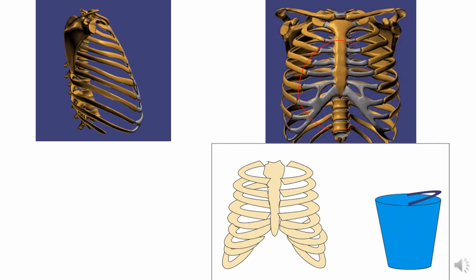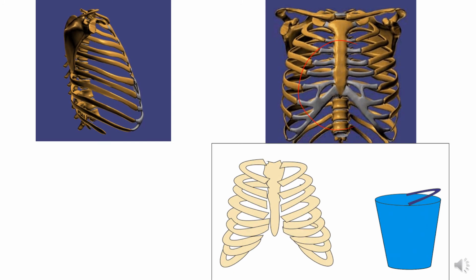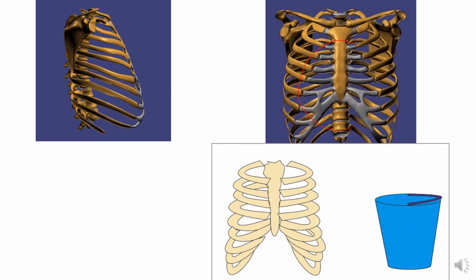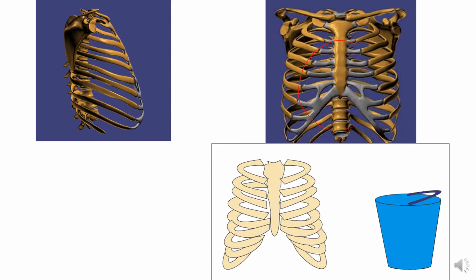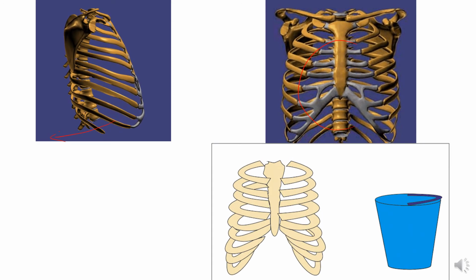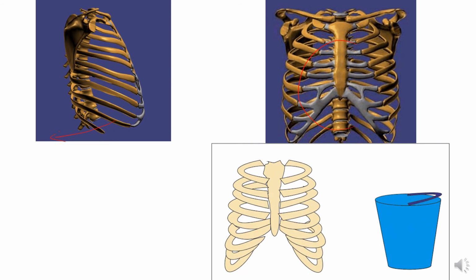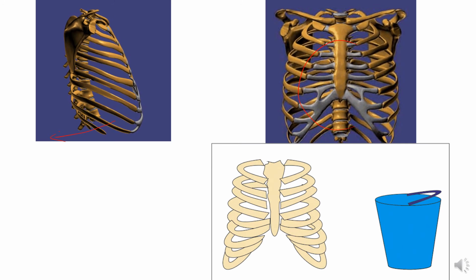during the inspiration, and the diameter decreases and the air gushes out in the expiration. So these are the breathing movements which occur due to the ribs, sternum, and the intercostal muscles.